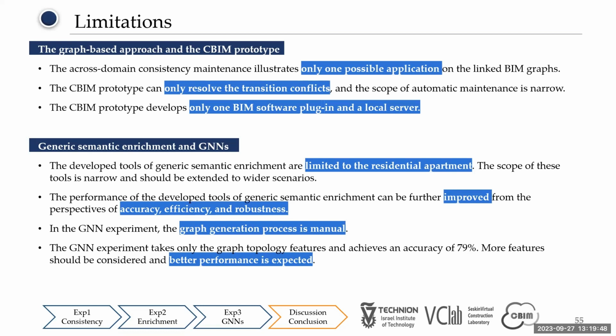Even though those tools show great performance in laboratory conditions, we still think it's necessary to improve their robustness so they can achieve better performance when they meet new real-world data. Additionally, currently in the graph neural network experiment, the graph generation process is manual, and during the GNN experiment, we only use the topology features. More features should be used, and better performance is expected.